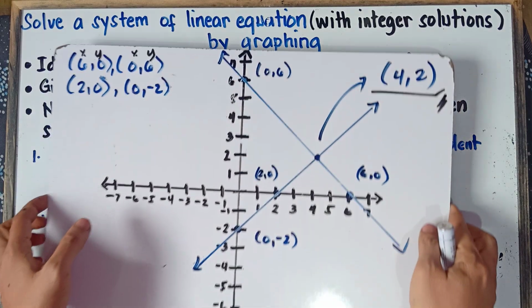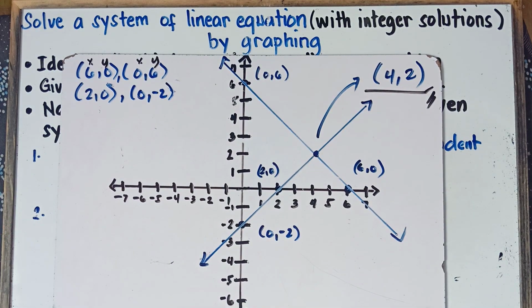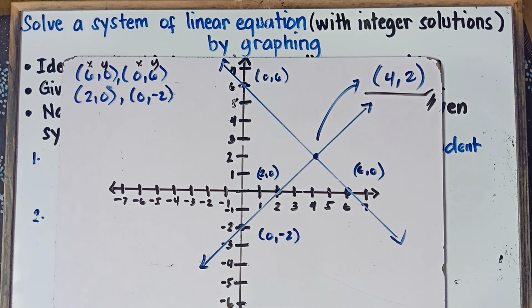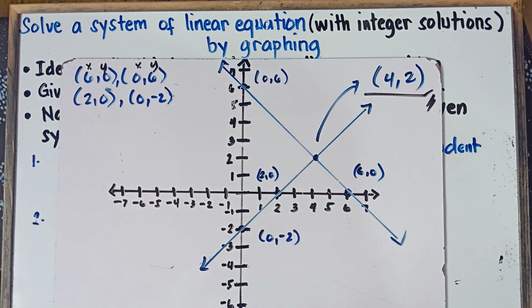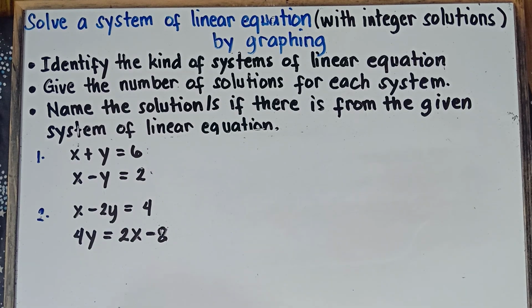All set, class. This will be our graph. Easy as that, class. Once again, to graph this one, it's better to use the x and y intercept. That's the answer with regards to example number 1. Quite tricky, right? Alright, so let's proceed now to example number 2.